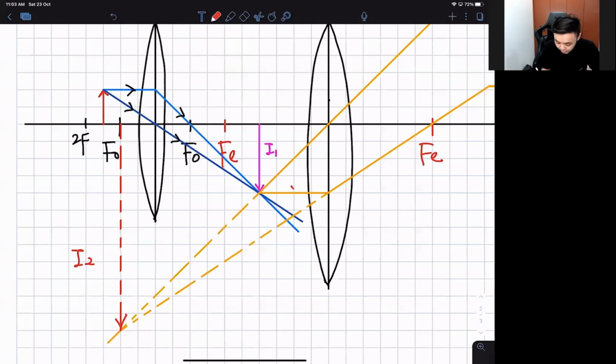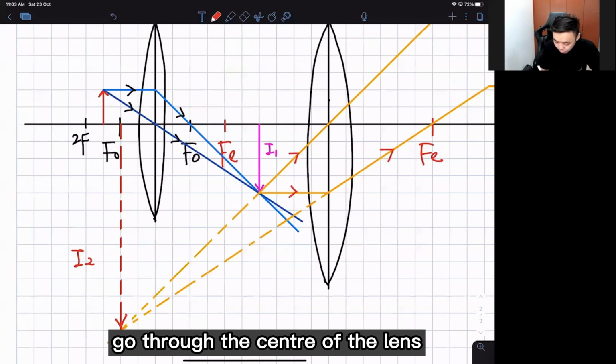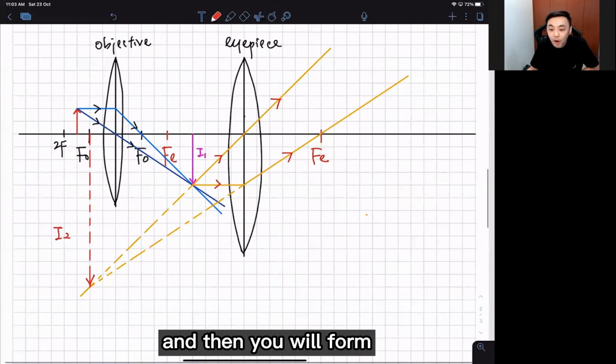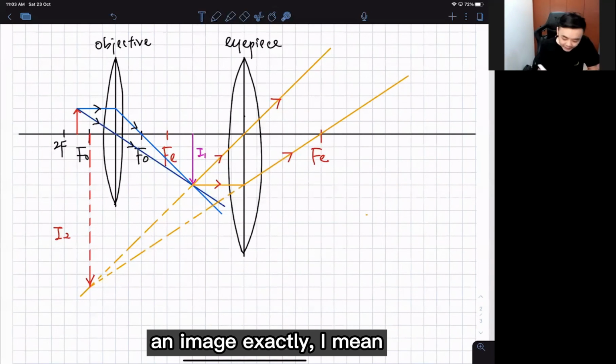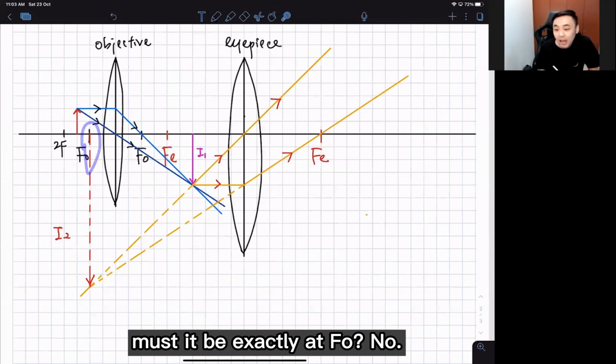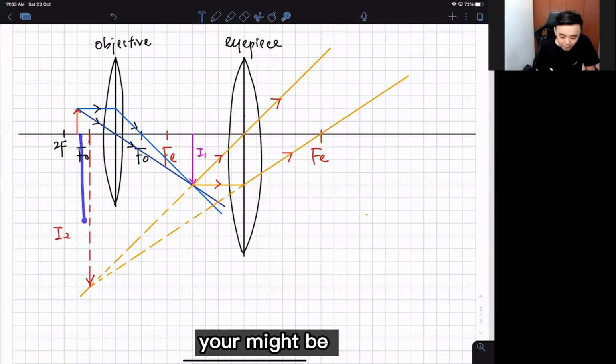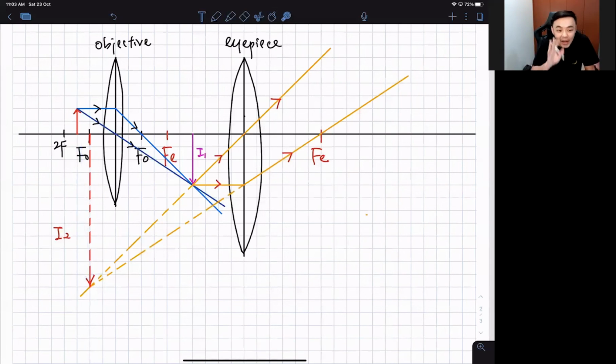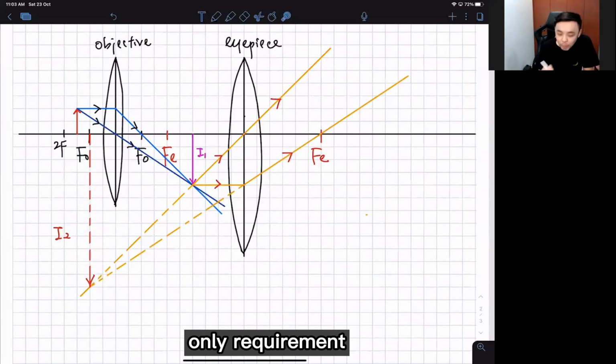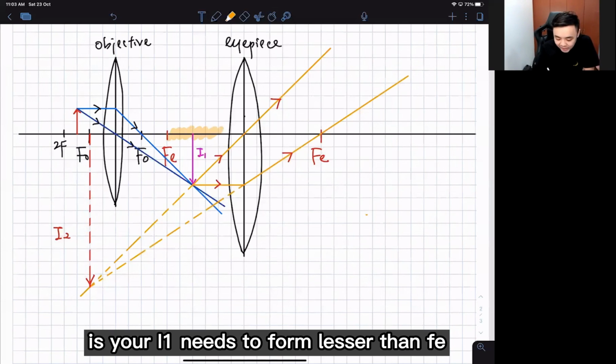Now same thing here. Go straight, go to the focal point, go through the center of the lens, and then you will form an image. Must it be exactly here? No, it just so happens to be there. Y'all might be different. Y'all might be somewhere here. It doesn't matter. The I2 location is not fixed. The only requirement is your I1 needs to form lesser than FE.